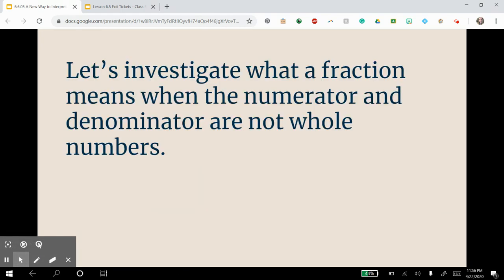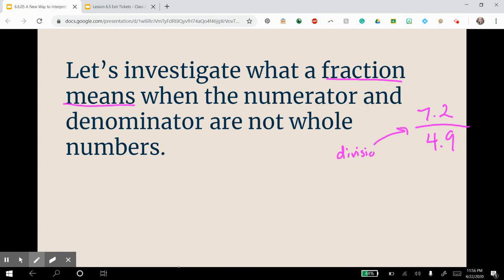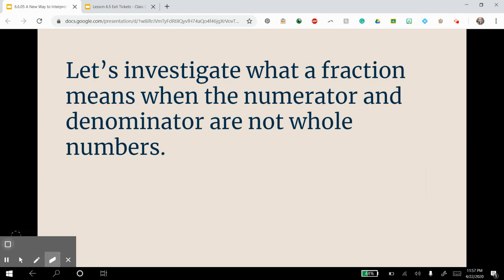Okay. So today we're going to investigate what a fraction means when the numerator and denominator are not whole numbers. So we're going to look at terms where maybe I have 7.2 divided by 4.9. And what would that mean? What would happen there? And what the fraction means is this fraction bar always means division. A fraction is a division relationship, right? So another way to rewrite this would be 7.2 divided by 4.9. Okay.